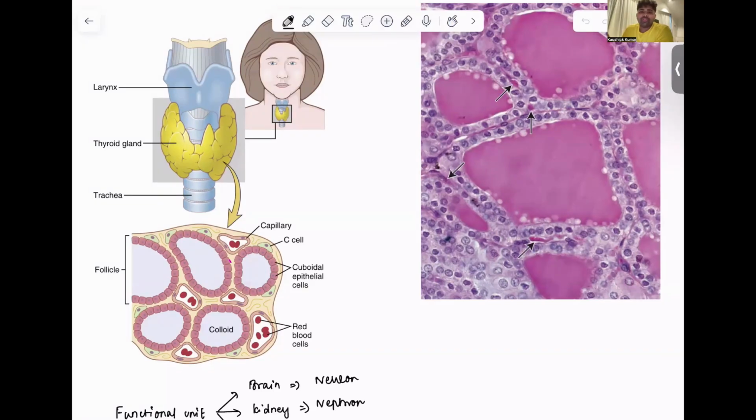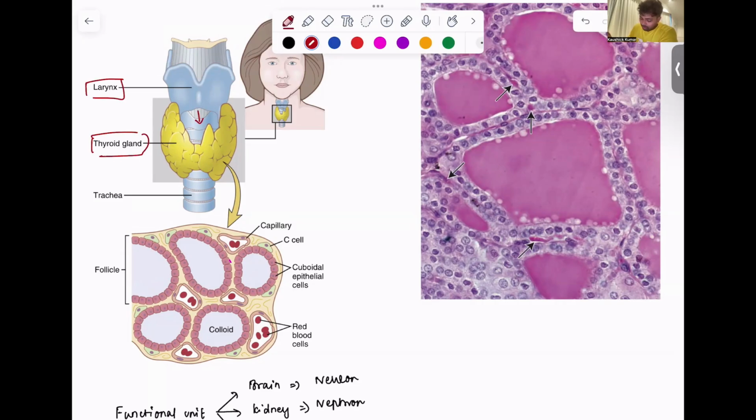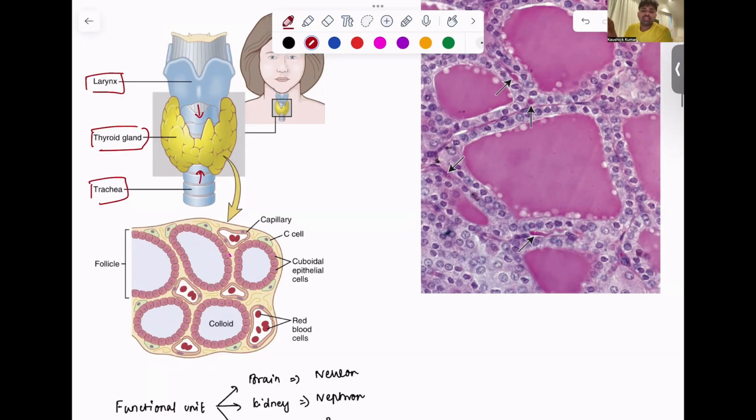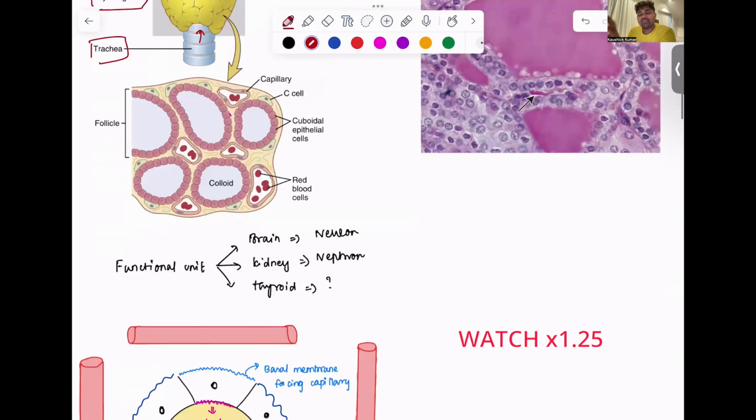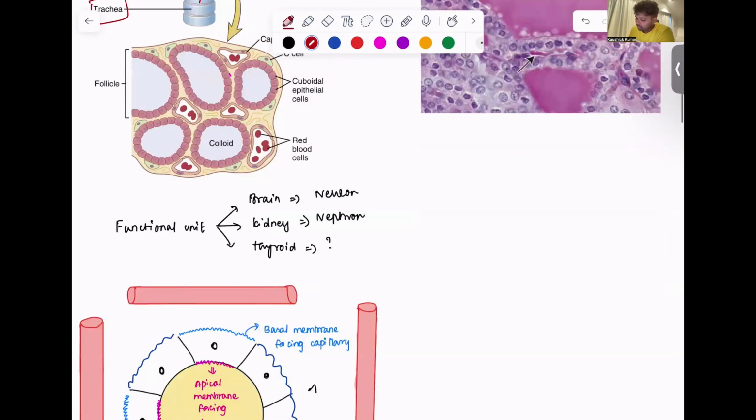So I'll talk about the synthesis of thyroid hormone. Basically, we have the thyroid gland below the level of the larynx and in front of the trachea. We all know the basic functional unit of a brain is a neuron, and the basic functional unit of a kidney is a nephron. So what is the basic functional unit of a thyroid gland? It is something called a follicle.